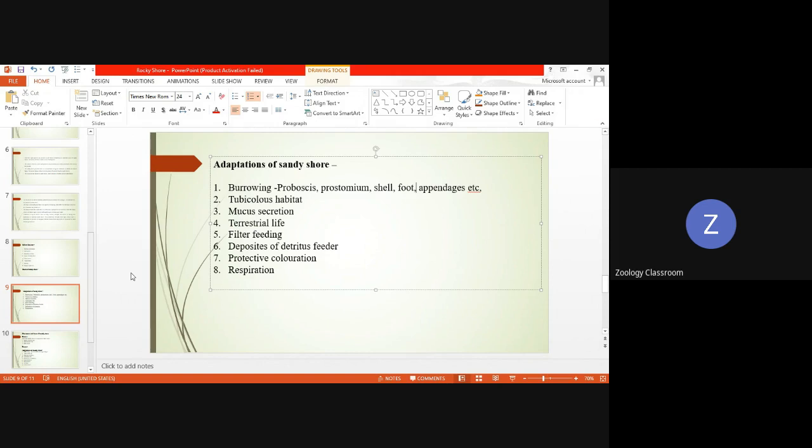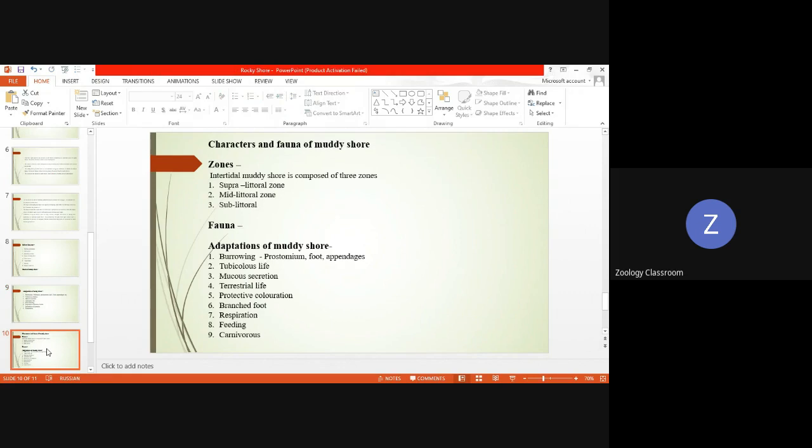Okay. And the last one is the characteristic fauna of muddy shore. Now, muddy shore is formed at the mouth regions of rivers where wave action is less. Powerful water movements are absent due to mixing of freshwater from rivers with marine water from seas or oceans.